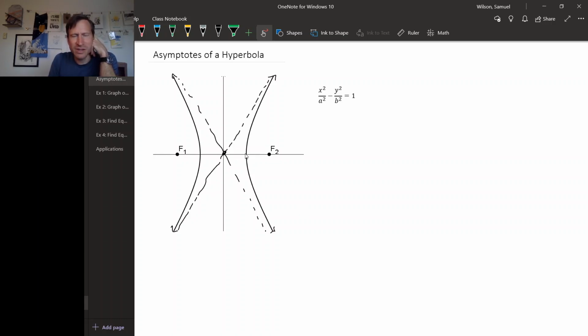To figure out if that's really the case, and if it is, what the equations of these asymptotes are, we need to start with the equation of the hyperbola and then ask ourselves what happens when x and y get very large. If we take a point on the hyperbola, x comma y, and make x and y large, that means we're sliding out along one of these extreme directions of the hyperbola.